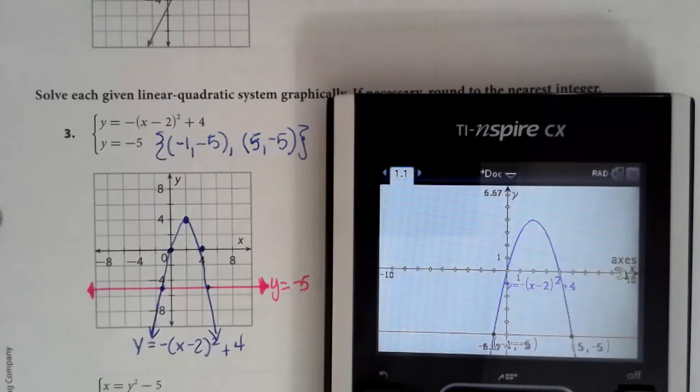Okay, so that is how you would find the intersection on your calculator using graphing, and the solution to a system of linear equations or system of linear and quadratic equations.